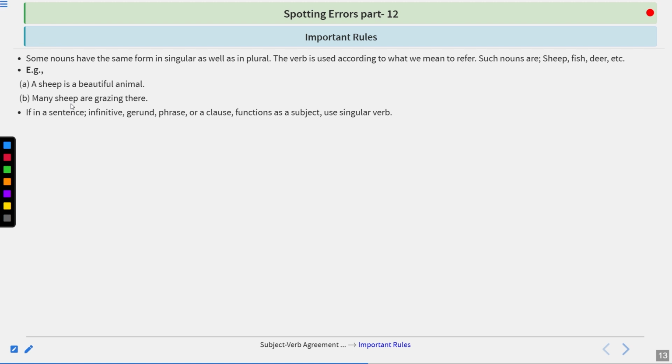If in a sentence an infinitive, gerund, phrase or a clause functions as a subject, use a singular verb. Swimming is a good exercise. So here the subject of the verb is swimming. So it is a gerund. Swimming is a gerund and it has a singular number. Just because it has a singular number, we have used a singular verb here. I hope you have understood.